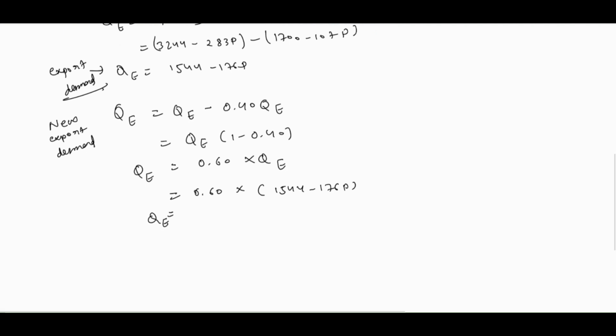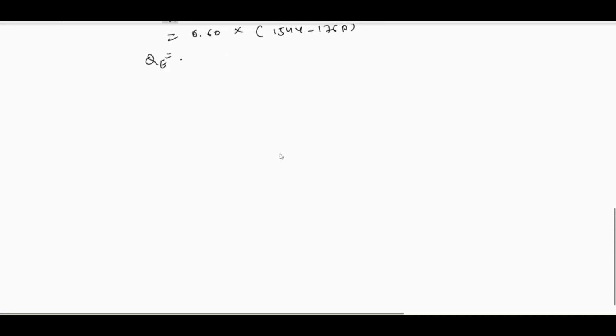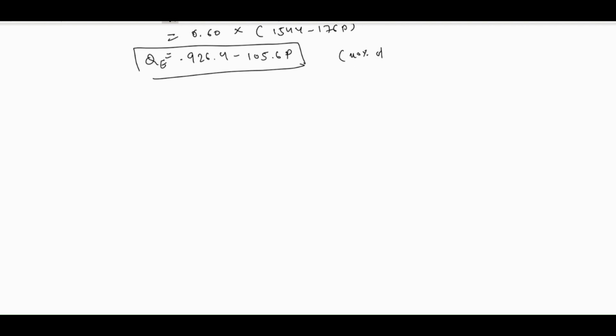So what would be your answer for this? Our export demand would be 926.4 minus 105.6p, right? So this is our export demand after the 40% fall in export demand. As you know, when the demand falls, the price should also fall, right?